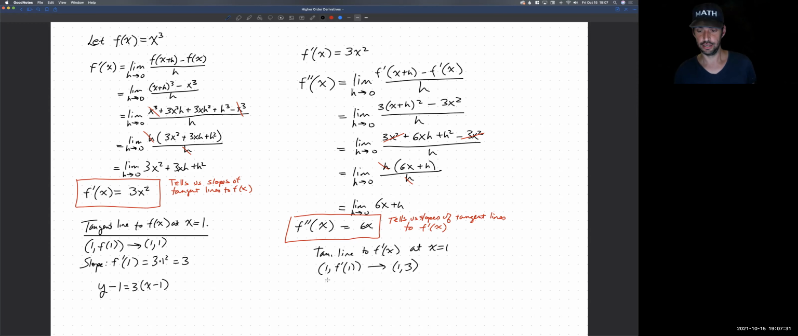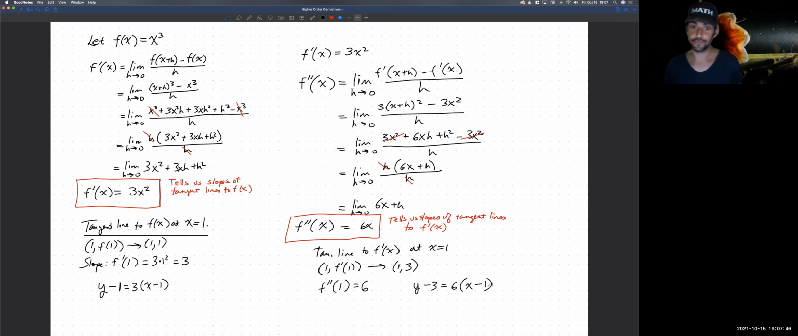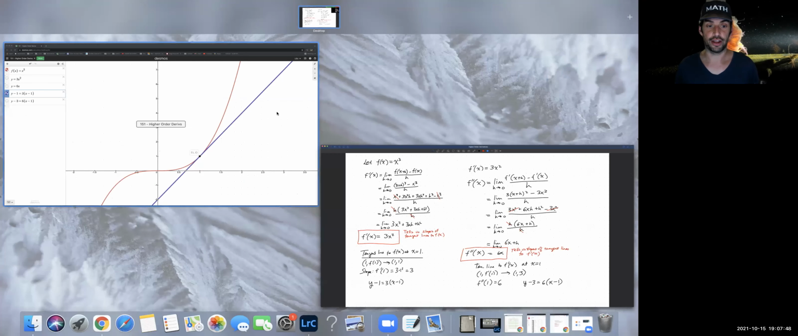And then the slope will be f double prime at 1, or 6. And so the equation of the tangent line will be y minus 3 equals 6, x minus 1. Let's look at this graph.